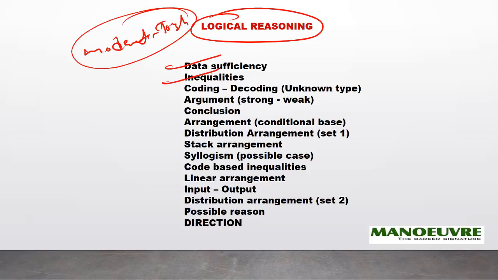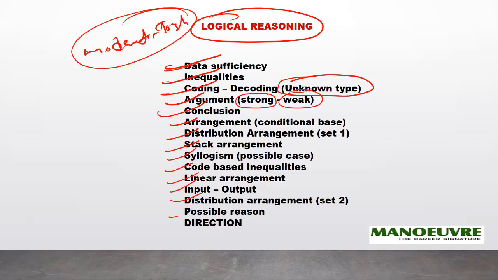Data sufficiency, inequalities, coding decoding, and there was an unknown type of coding decoding. An argument based question was there, where you have to check for both the strong and the weak argument. A conclusion based question was there. Arrangement, distribution, stack based question, syllogism based question was there. Code based inequality, linear arrangement, input output, distribution arrangement, possible reason, and direction.